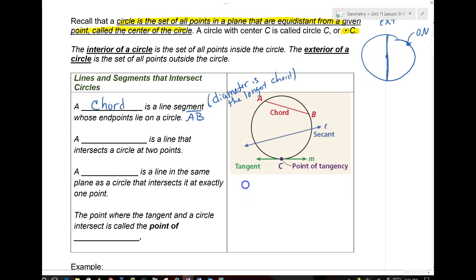All right, next one we have what's called a secant line. And we use that terminology a lot in calculus.